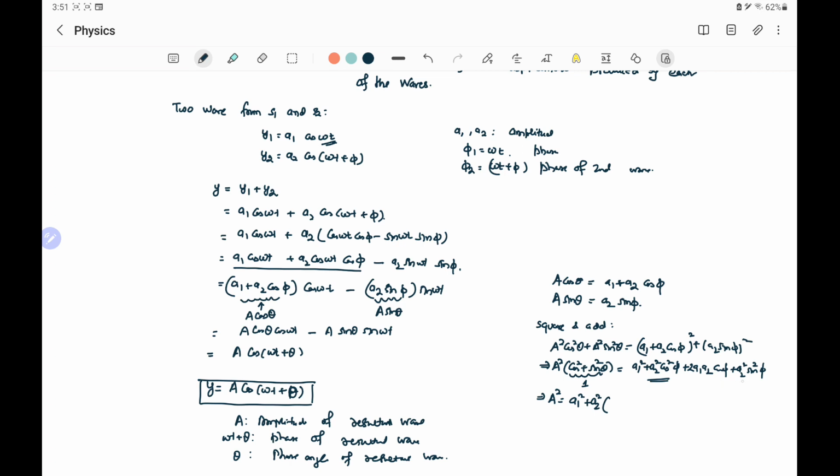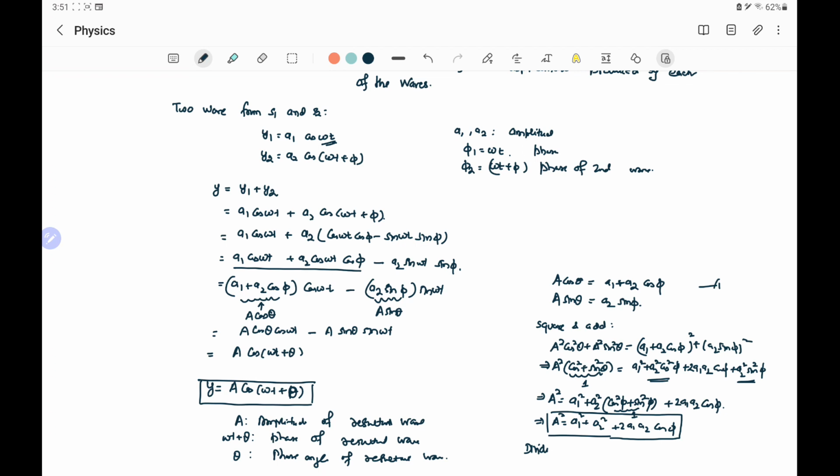From these terms, a2 square is taken common, so it is written as cos square phi plus sin square phi, plus 2 a1 a2 cos phi. Again this is an identity with value 1, so A square is equal to a1 square plus a2 square plus 2 a1 a2 cos phi. Hence this is the relation for the amplitude of the resultant wave.